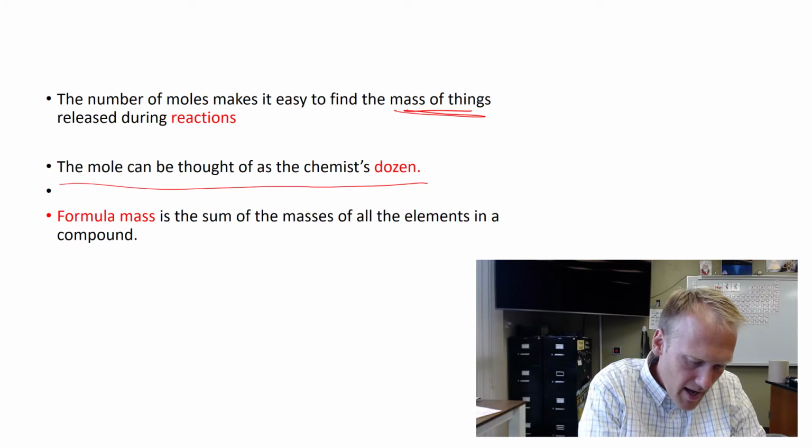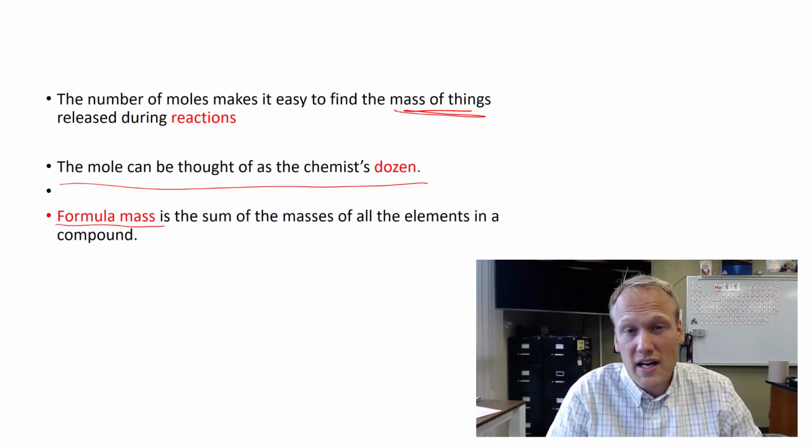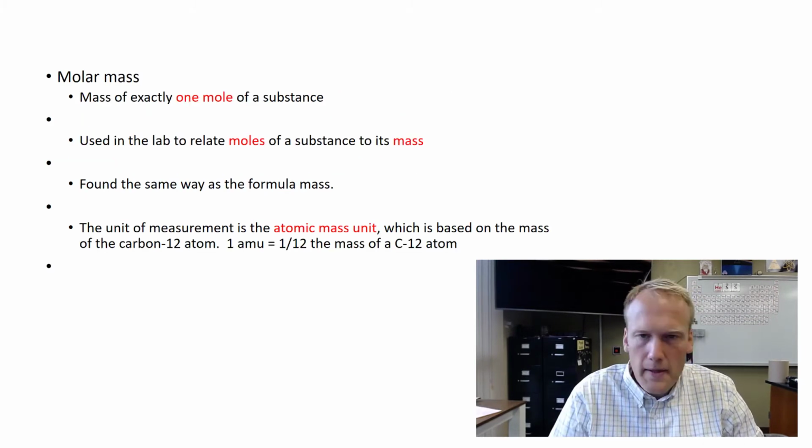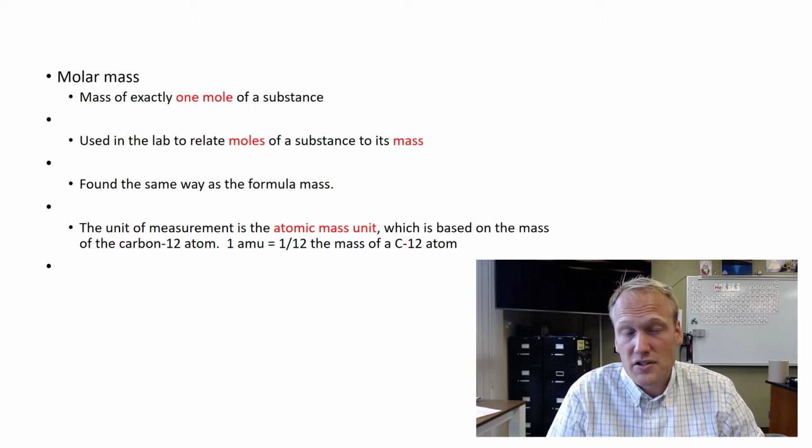The formula mass is the sum of the masses of all the elements within a compound. We've done this before when we did percent comp, so this should feel familiar. The molar mass is simply equal to 1 mole of the substance. It's found the same way as the formula mass, and it's what we use in lab to determine how many moles we are using in lab.